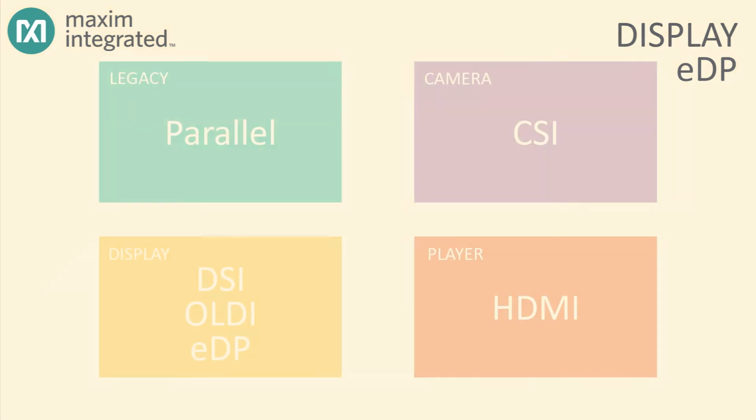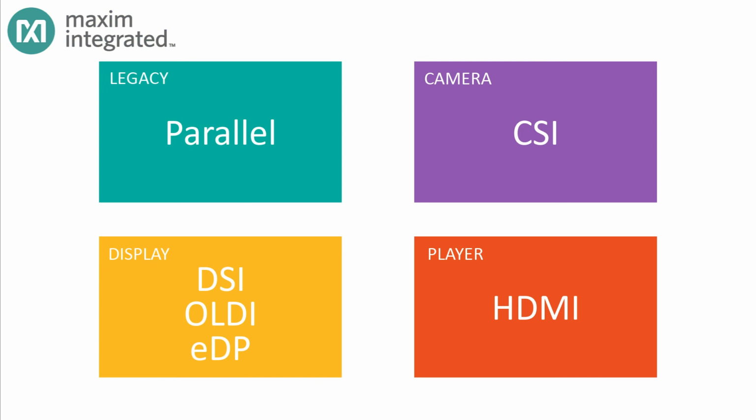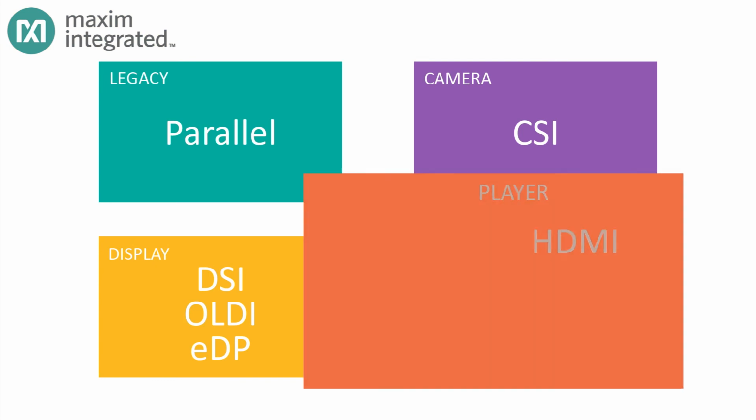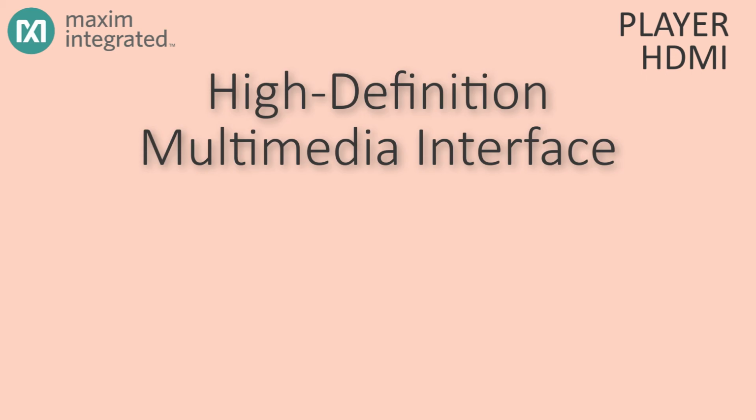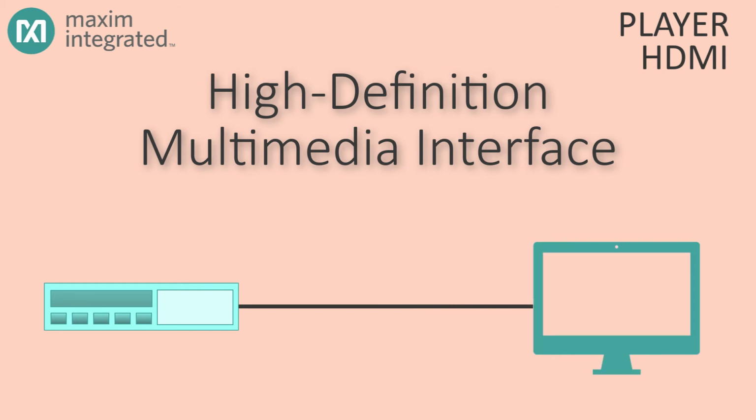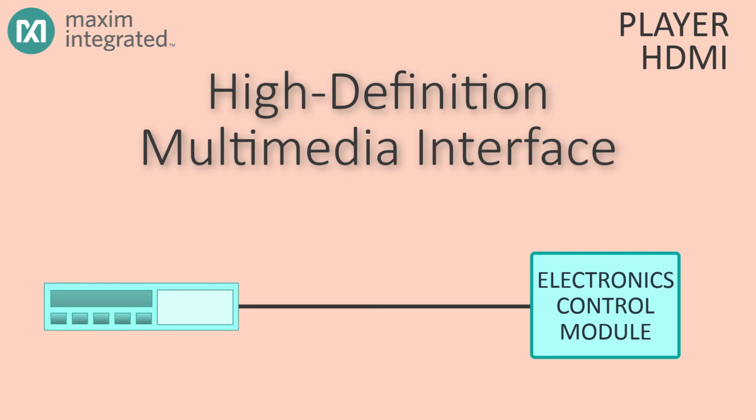Our last interface type is one that you're probably already familiar with, HDMI. HDMI, the high-definition multimedia interface, was developed to connect video players with display units, most often an HD TV. But in an automotive environment, HDMI most frequently connects a video player to the electronics control module, and that presents some interesting issues.